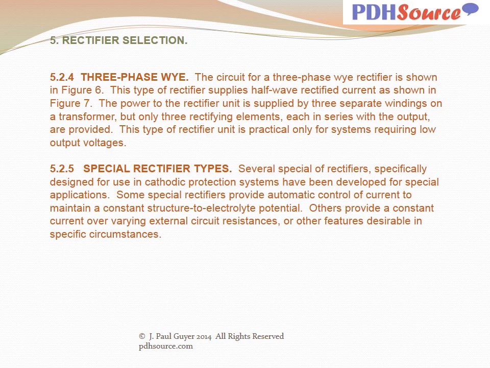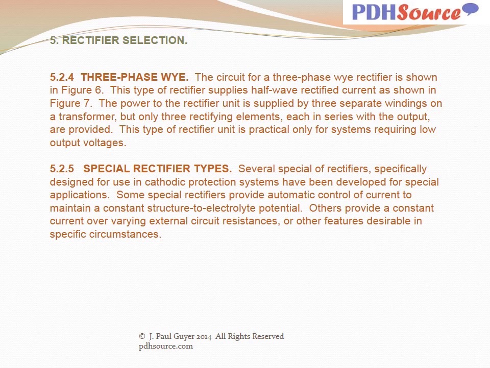The circuit for a 3-phase Y rectifier is shown in Figure 6. This type of rectifier supplies half-wave rectified current as shown in Figure 7. The power to the rectifier unit is supplied by 3 separate windings on a transformer, but only 3 rectifying elements, each in series with the output, are provided. This type of rectifier unit is practical only for systems requiring low output voltages.